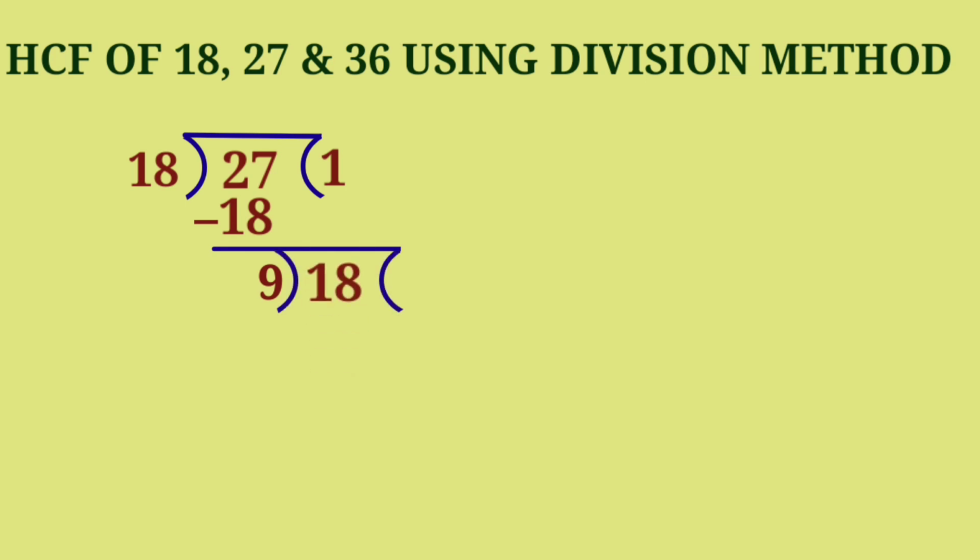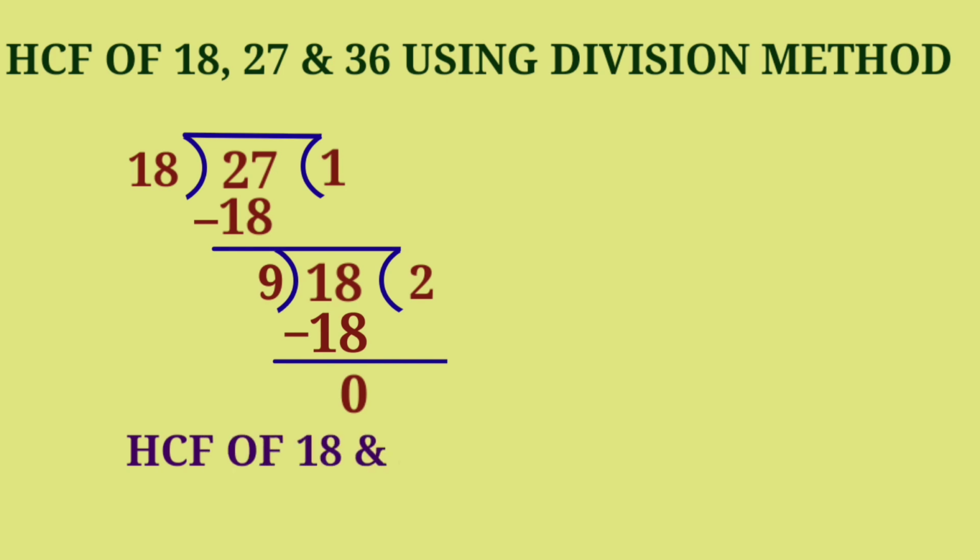So students, here we will divide 18 with 9 and as you know 9 times 2 is 18 and the remainder we get is 0. Since the remainder is 0, therefore the highest common factor of 18 and 27 is the last divisor, that is the number 9. But we are still left with 36.